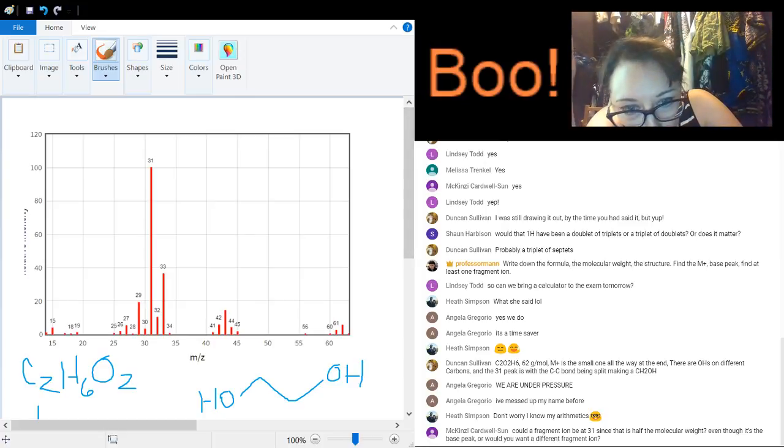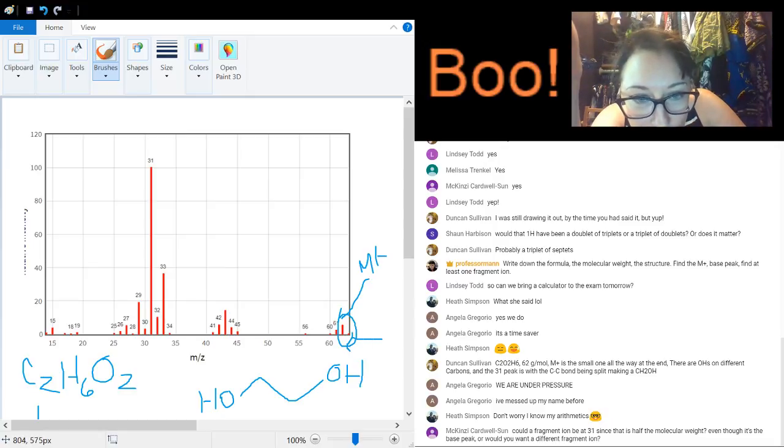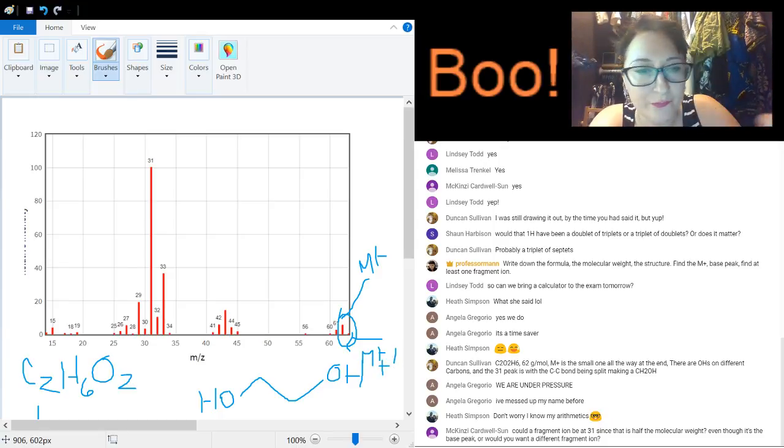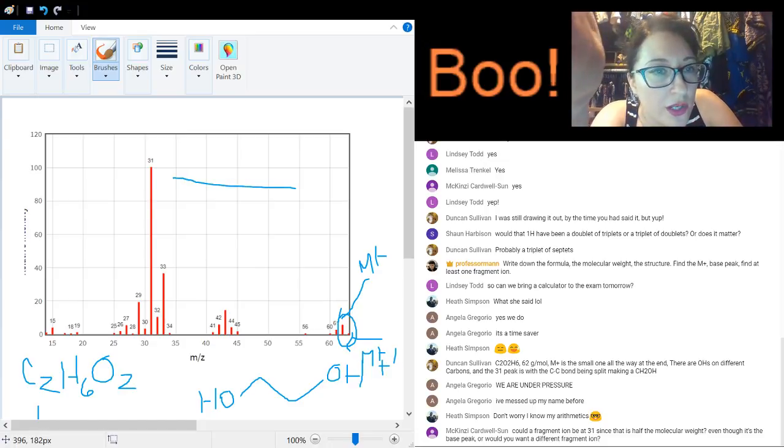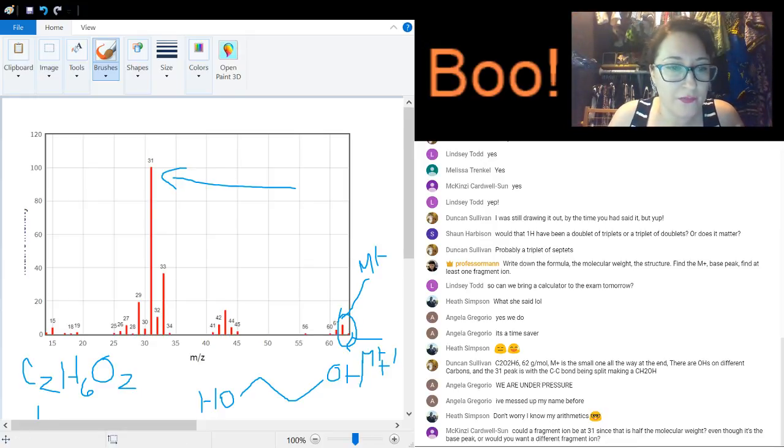So it looks like right there, that big peak there would be our M+ peak. It looks like there is a really, really tiny M+1. Really, really tiny there. It's like a little nib. This one here scaled to 100, 31 is the base peak, meaning it's the one scaled to 100. That's all that word means.